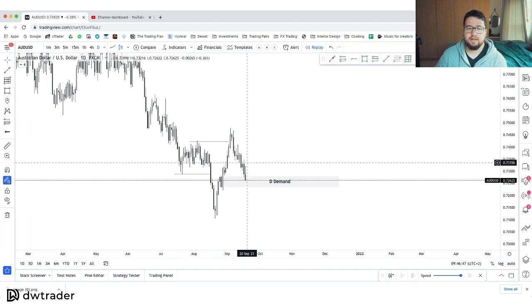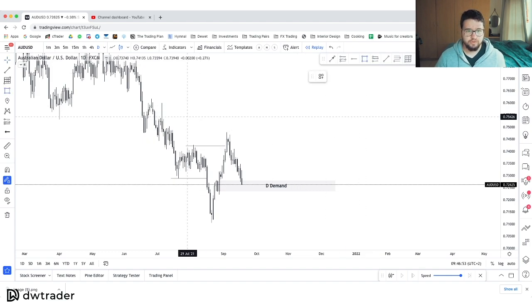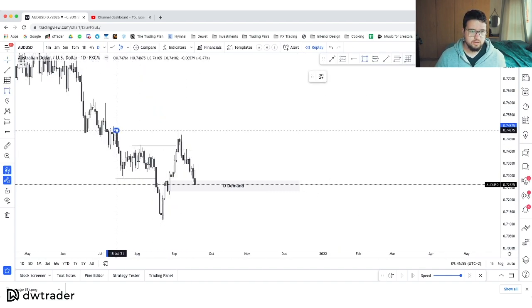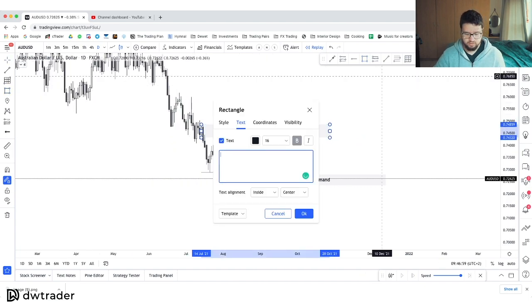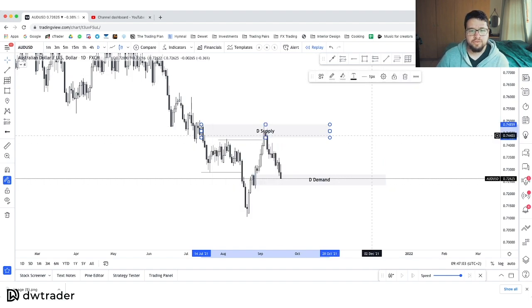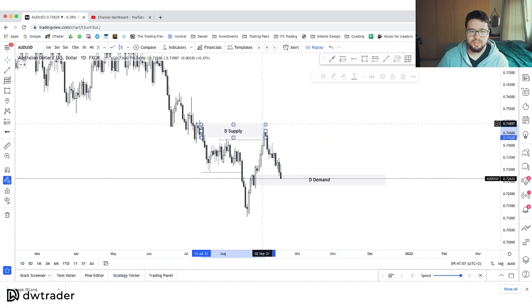Okay, so we're returning down to this demand. We have that pattern in play currently. We did react off of this area of supply, so we did see the reaction. Let's just put that in as daily supply. We did react off of that daily supply. We want to see now, what do we see on the lower time frame?